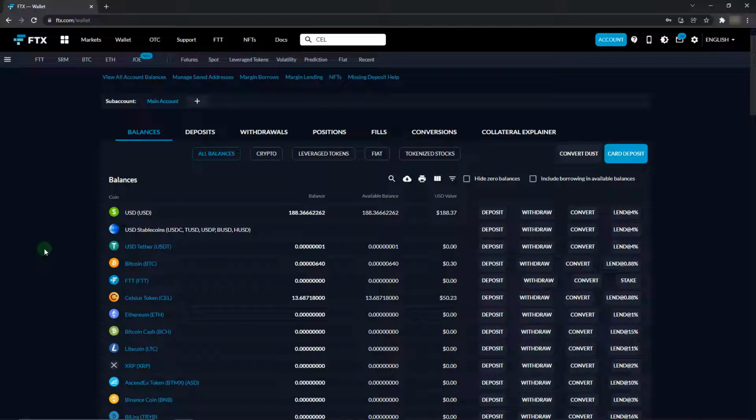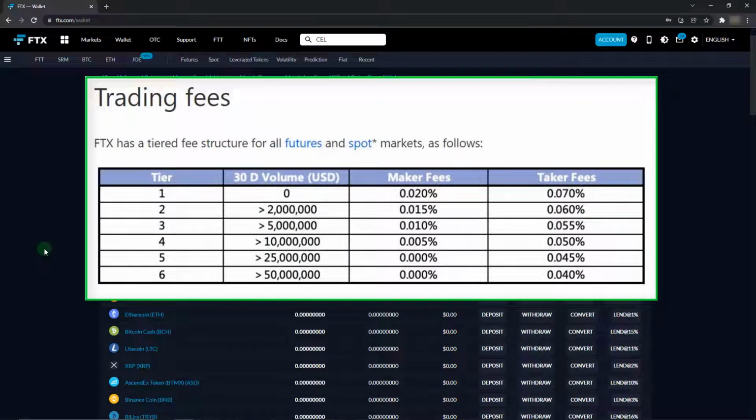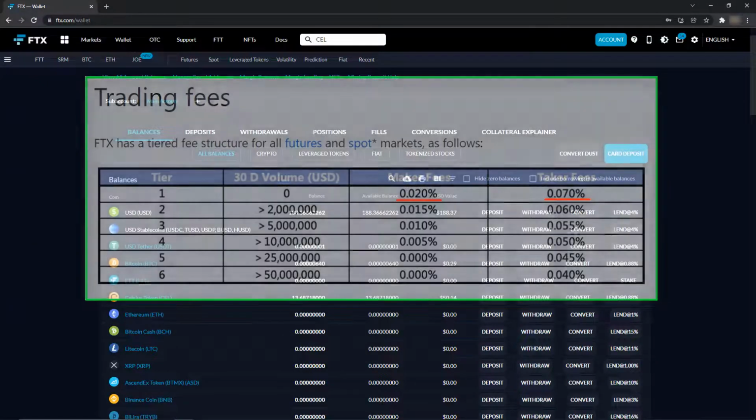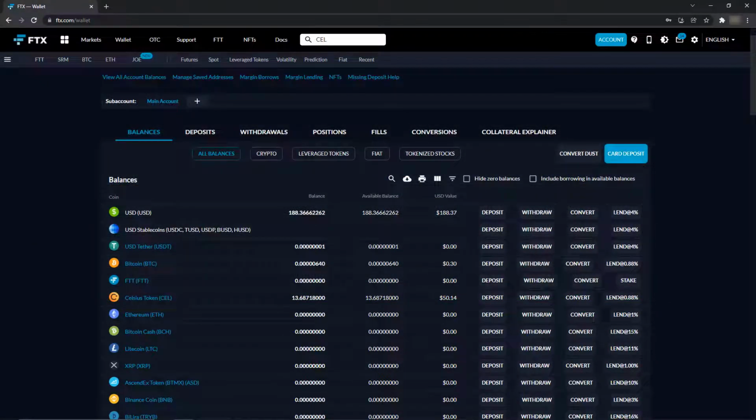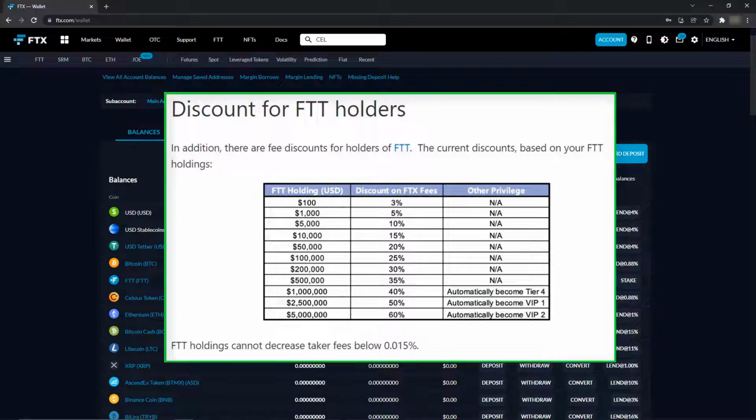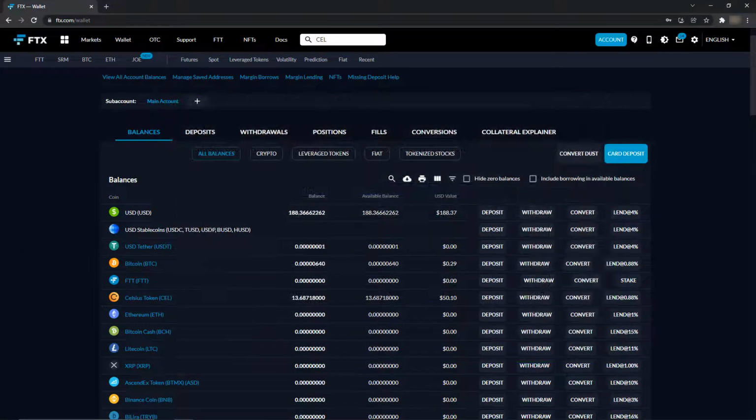Alright, now you might be thinking, how much does it actually cost to make this purchase in the spot market? So FTX has a tiered fee structure and this is how it looks. If you belong to tier 1, the highest maker fee and taker fee are 0.02% and 0.07% respectively. So considering the purchase that we did, the fee is actually very marginal. That's why buying CEL tokens on FTX is one of the best ways to purchase CEL tokens on the market. Just as a side note, if you happen to hold any FTT tokens, then you will get additional discounts on the FTX fees. So if you're interested in holding FTT tokens, that's going to work in your favor as well.